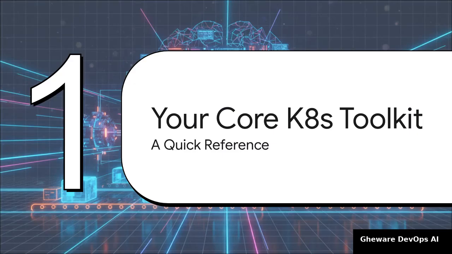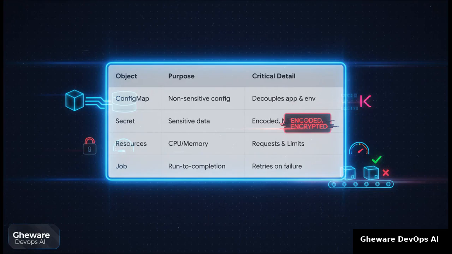All right, so let's do a quick recap. This is your core K8s toolkit for getting that first application up and running. Think of this as your quick reference guide. For your regular, non-sensitive config, you're going to use a ConfigMap. For the sensitive stuff, you'll use a secret, but please remember to actually encrypt it in production. Then, you'll set resource requests and limits to keep your apps stable and well-behaved. And finally, for any task that just needs to run once and finish, you'll use a job. Nailing these 4 concepts is really the foundation for becoming a great Kubernetes developer.